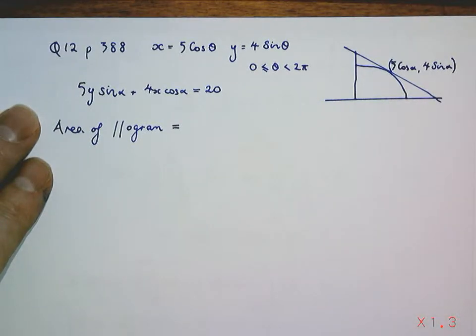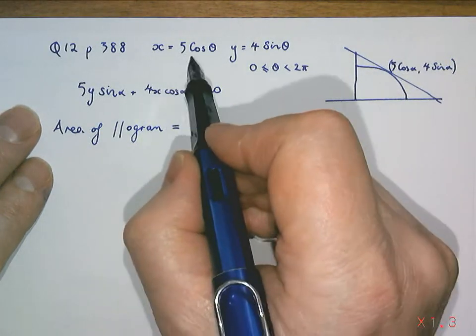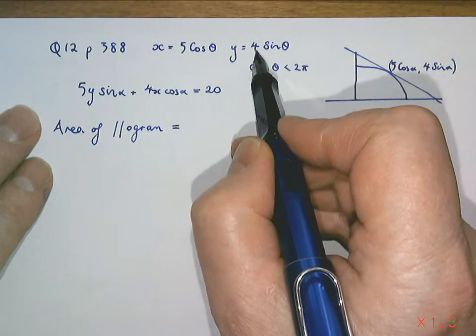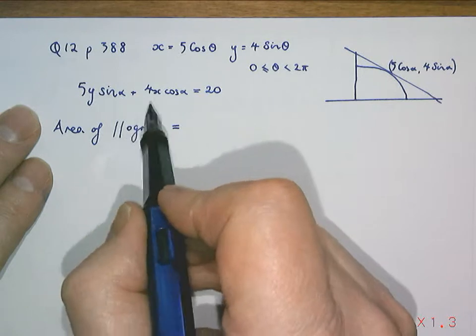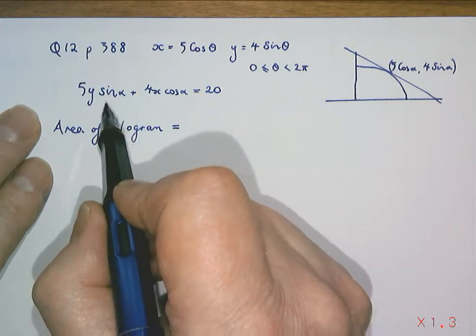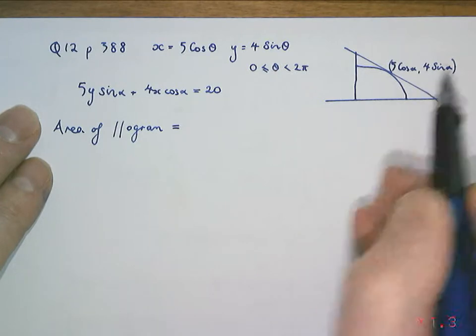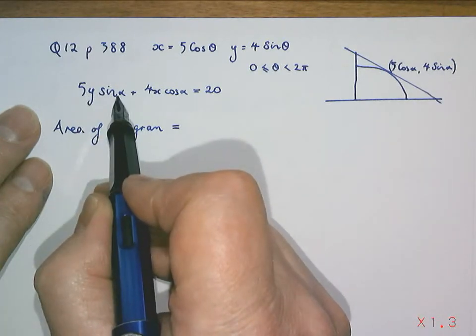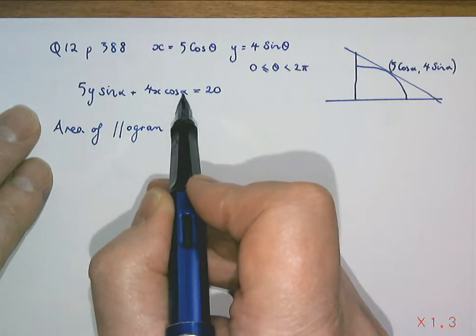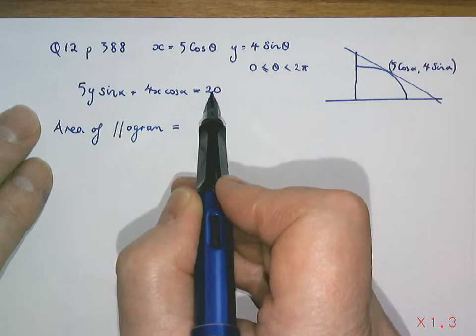Here we have question 12, page 388. We're given that x is equal to 5 cos theta, y is equal to 4 sine theta, and we find that the equation of the tangent at the point 5 cos alpha, 4 sine alpha, is 5y sine alpha plus 4x cos alpha equals 20.